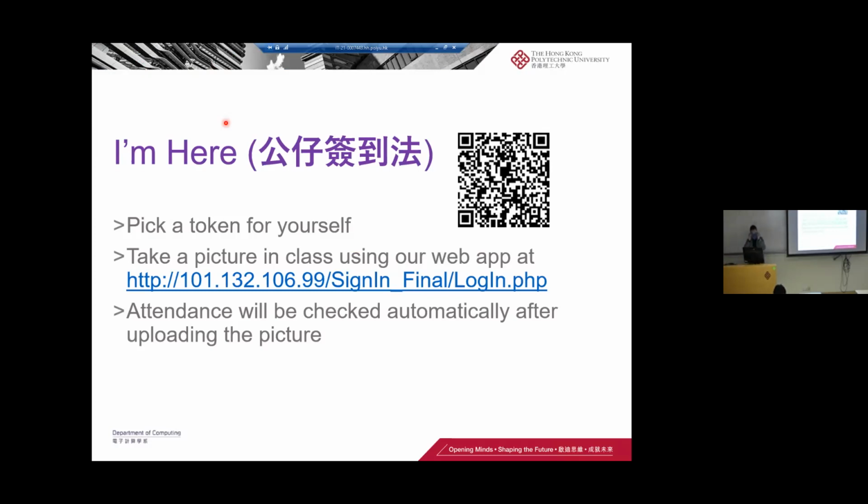So the idea is we can re-implement this attendance checking stuff. However, we don't use the face as a token for your identity. We can actually use some token you pick for yourself. For example, I have picked up one of those. It's a toy car, which can represent your identity. We can use computer vision methods to recognize that car to identify you.